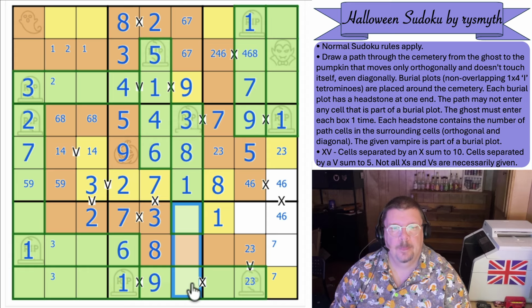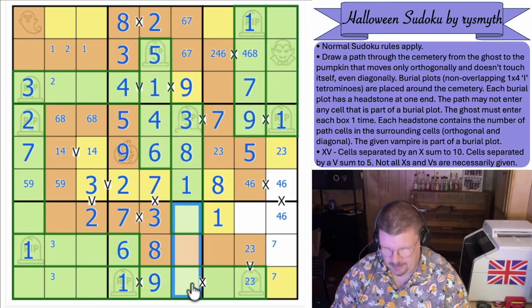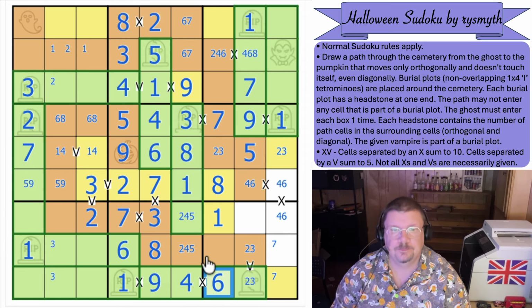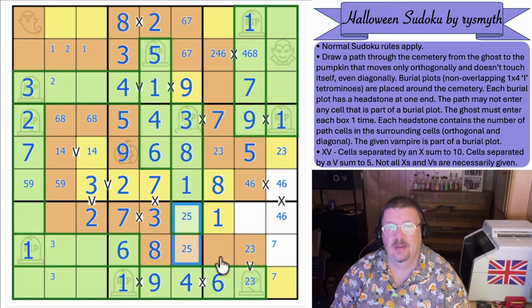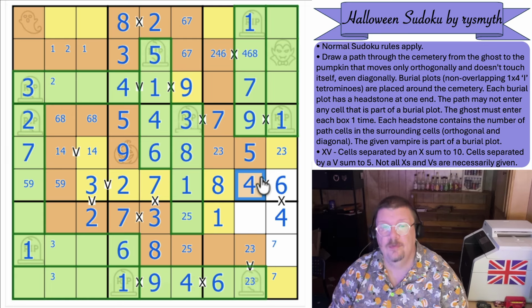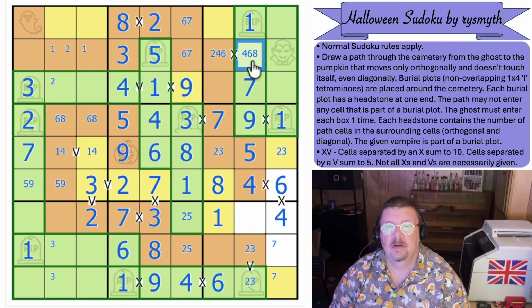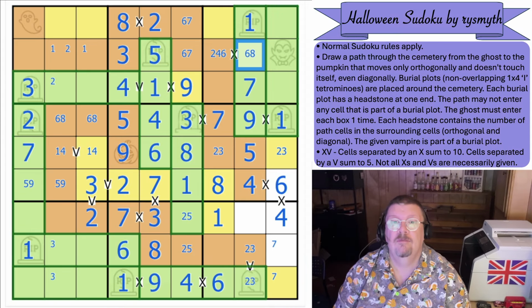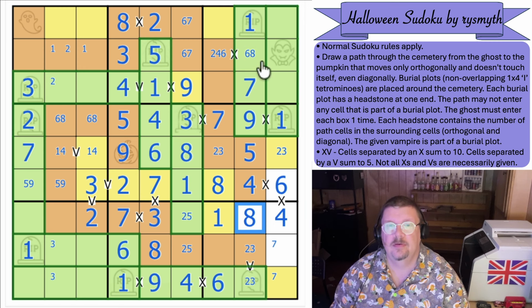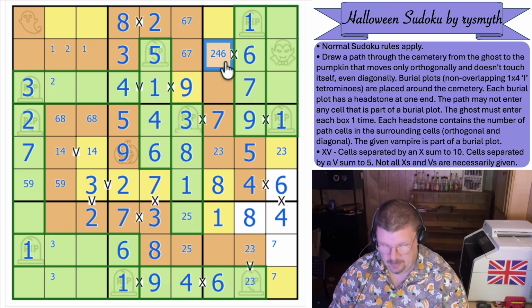These are 2, 4, and 5. That can't be a 5. If that's a 2, that's an 8, which it can't be. So that's a 4. That's a 6. That takes 4 out of there. That makes this 4, this 6, and this 4. That is not 4. This is 6 or 8. That's actually an 8 because of the 6 in the box. So that's 6. That's 4.